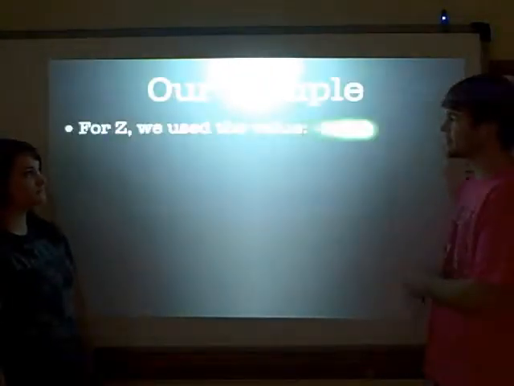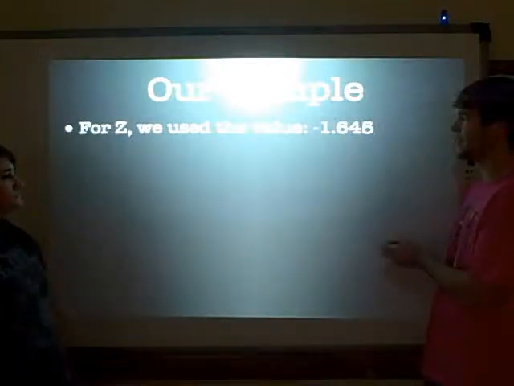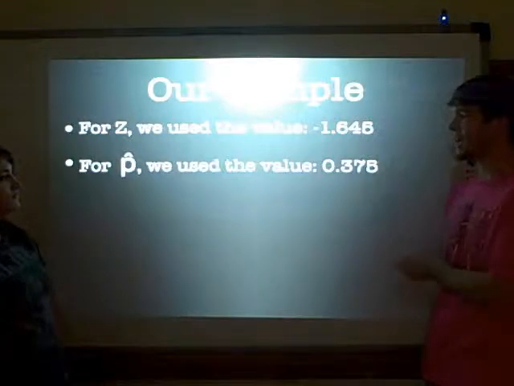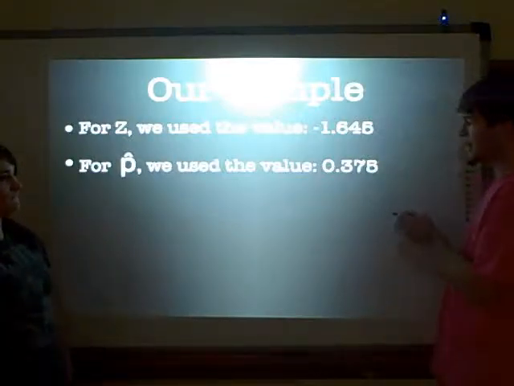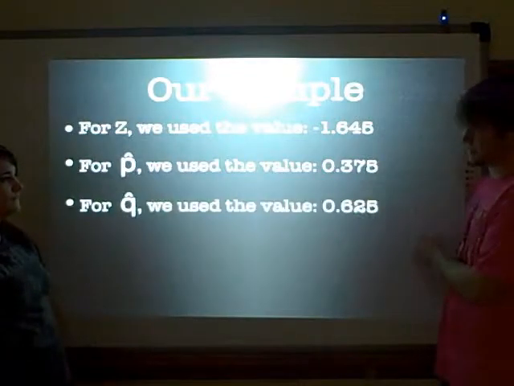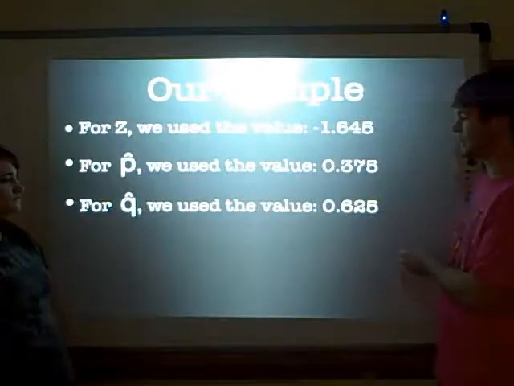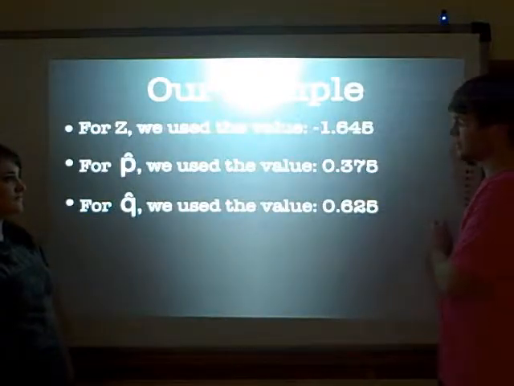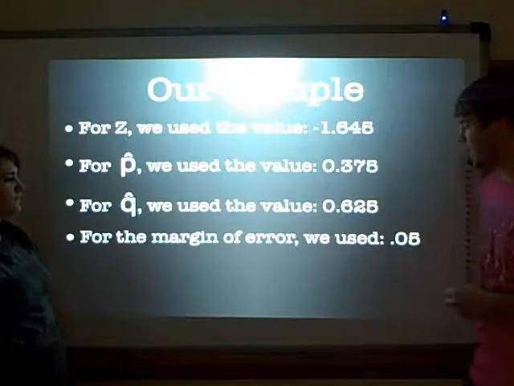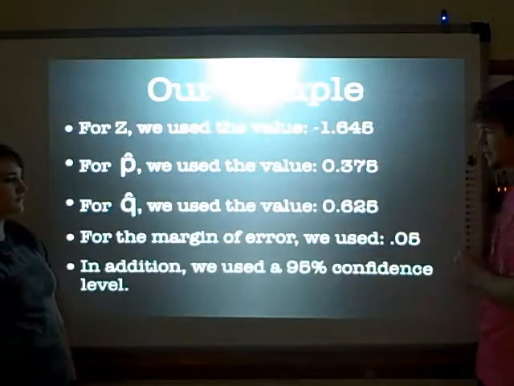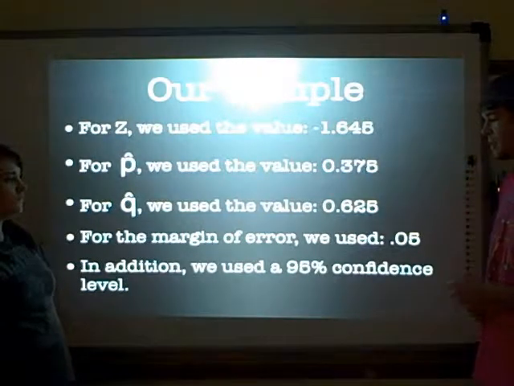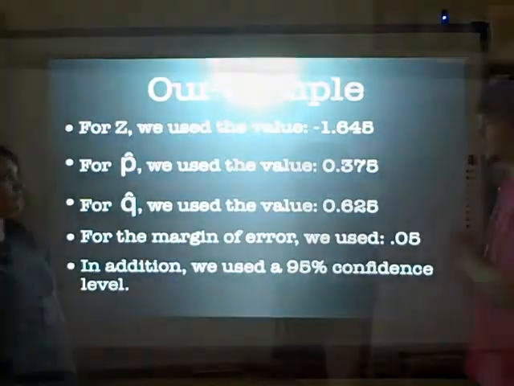Our sample. For Z, we use the value negative 1.645. For p hat, we use the value 0.375. For q hat, we use the value 0.625. For the margin of error, we use 0.05. And in addition, we use a 95% confidence level.